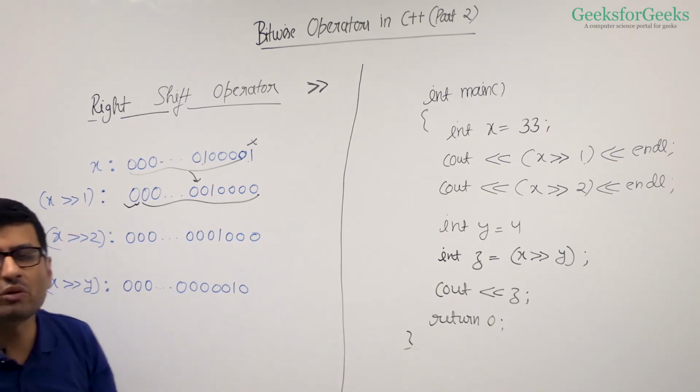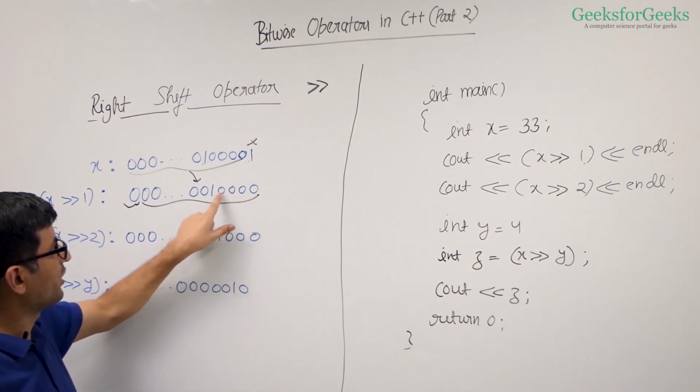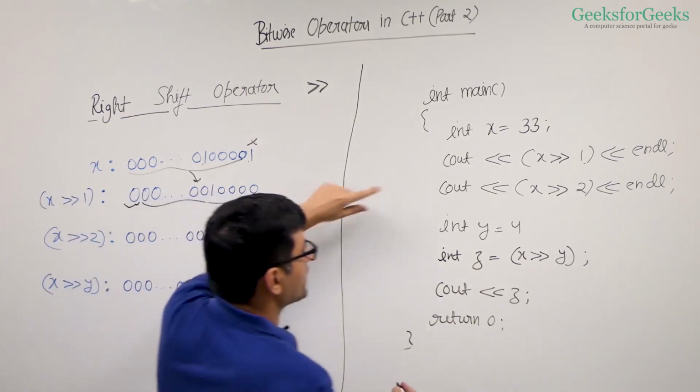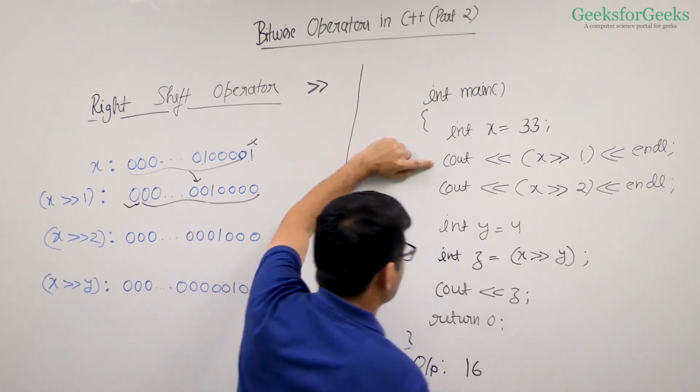What is the decimal equivalent of this? Decimal equivalent is 1, 2, 4, 8, 16. So the first line of output for this program is 16.